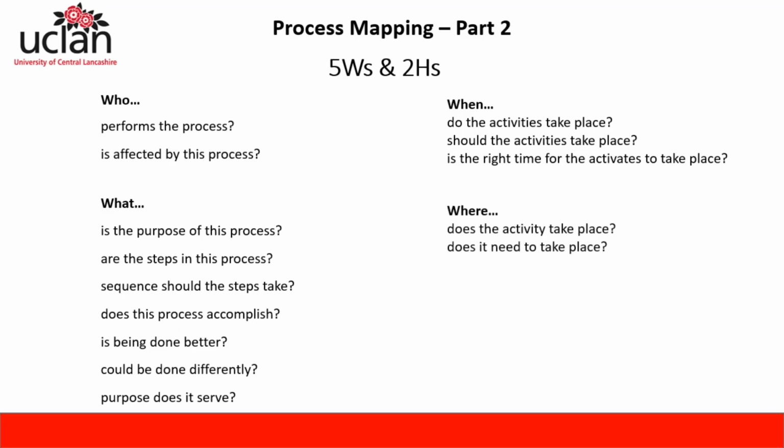We've then got where. So where does the activity take place? And where does it need to take place? And then finally we've got why. So why does the company need this process? And why is this process important and why must it be done? As I mentioned before, processes evolve over time and sometimes processes that aren't required are nested within these other processes, and they often get overlooked.